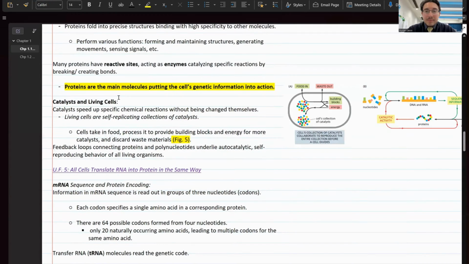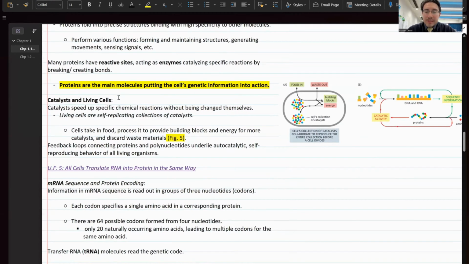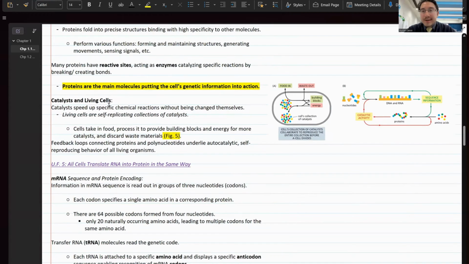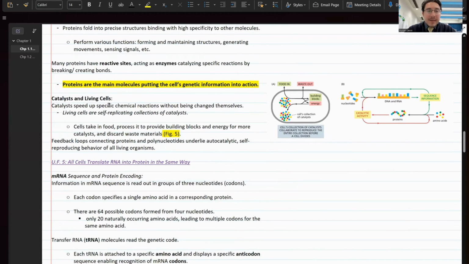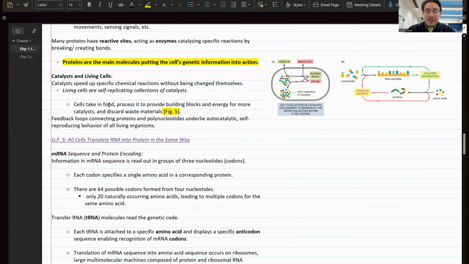Okay. What is interesting to note is that the book very nicely puts in a sentence: proteins are the main molecules putting the cell's genetic information into action. It is the result of the DNA's information being translated into protein that basically shows it, if I can say, as the effector, from the cell's genetic information.